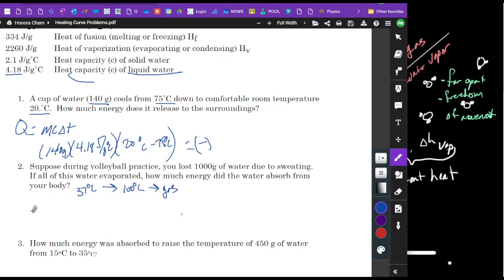So our total Q equals MC delta T plus our mass times our heat of vaporization. And we'll pause for a minute. I'll let you guys give that a shot.